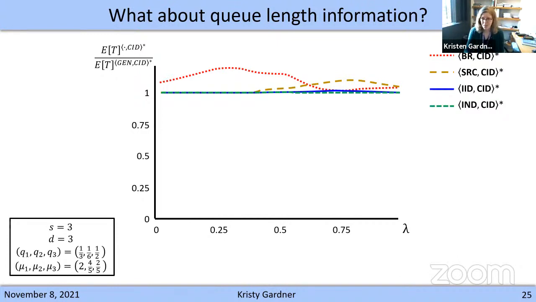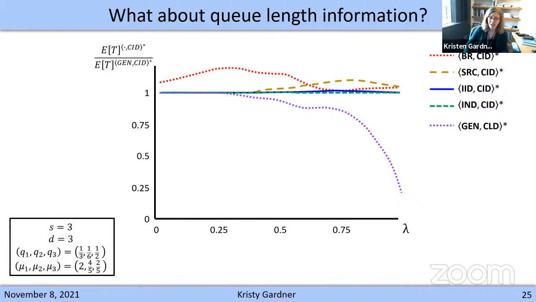So the next line that I'm going to put on this graph is the best that we can do within the gen CLD class. This is using any possible querying rule jointly optimized with any possible CLD assignment rule. And we can see now that we're actually doing quite a bit better. We're getting much better performance when we're using queue length information, unsurprisingly.